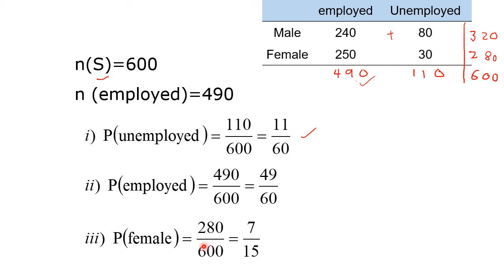Then lastly for female. We already totaled up for female. That is 280 here. Okay. So 280 divided by 600. Then, pressing the calculator, we can simplify it to be 7 over 15. Okay. So that's the probability for this question.